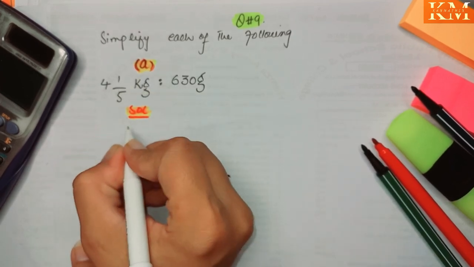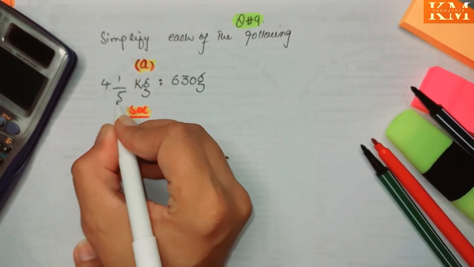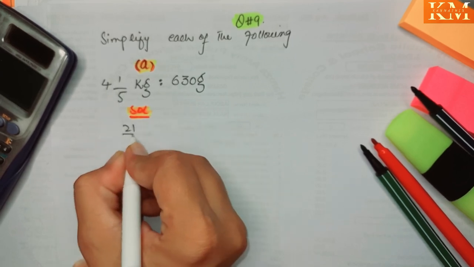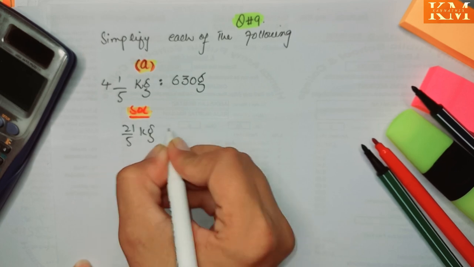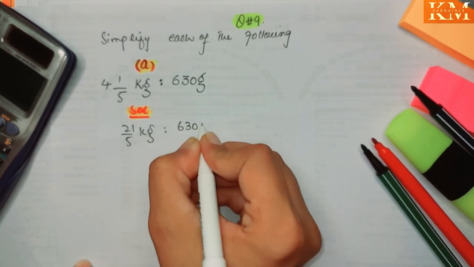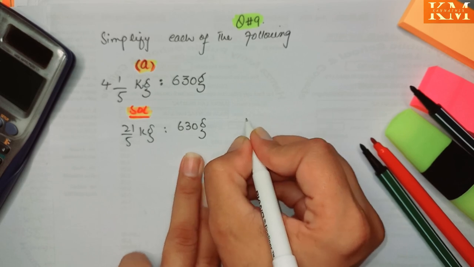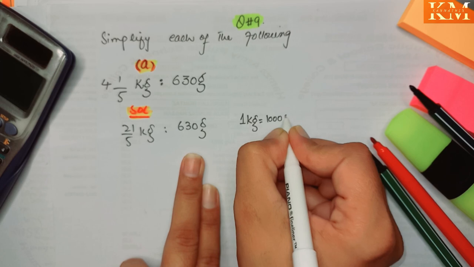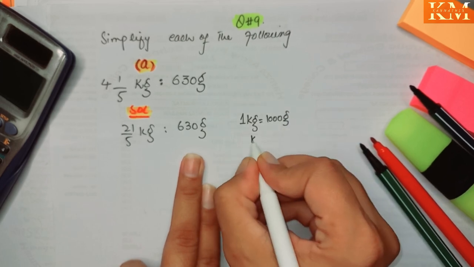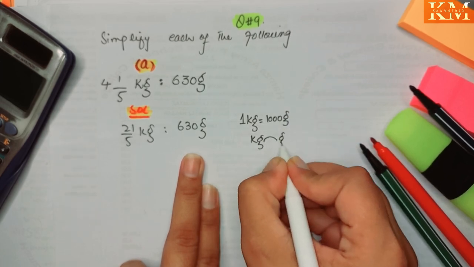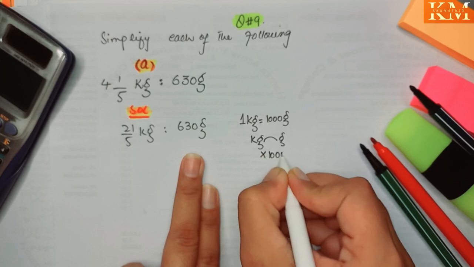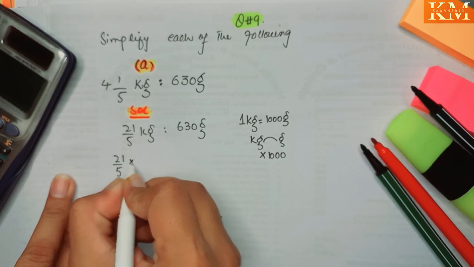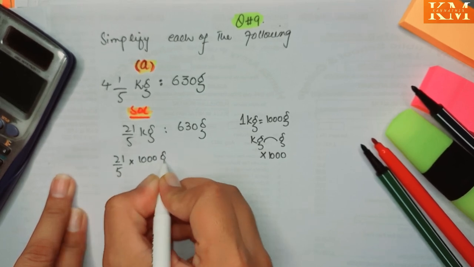First we will change this mixed fraction: 5 4 times 20 and plus 1, 21/5 kilogram and 630 gram. Dear students, you know that 1 kilogram has 1000 grams. So for kilogram to gram conversion you will multiply by 1000. So 21/5 multiplied by 1000 will change into gram.